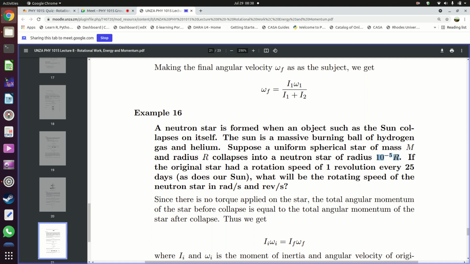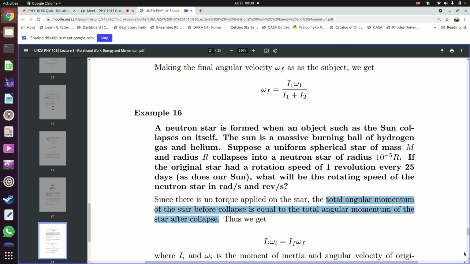Okay. If the original star had a rotation speed of 1 revolution every 25 days, as our sun does, what will be the rotating speed of the neutron star in radians per second and revolutions per second? In this case, of course, there is no torque being applied on this particular star which is about to collapse. So if there's no torque being applied, then there's going to be conservation of angular momentum. So the total angular momentum of the star before it collapses and after it collapses should be the same.